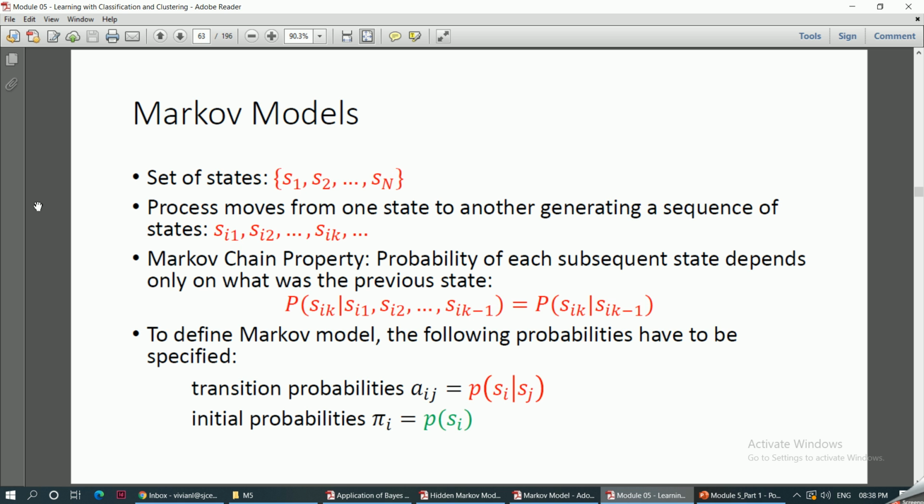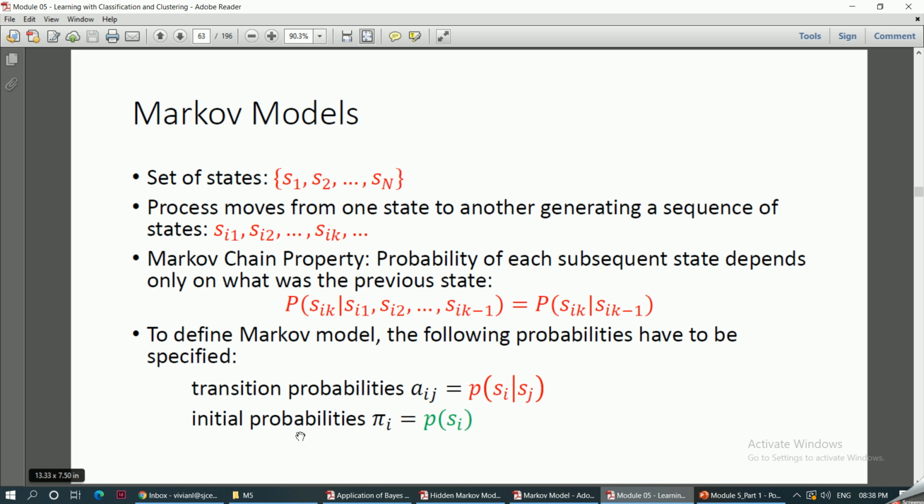So what is this Markov chain property? It is the probability of each subsequent state. Subsequent is the next state, which depends only on the previous state. If you see the equation over here, P of Sik is the current state, but it depends upon the previous state, that is S of Ik minus 1.